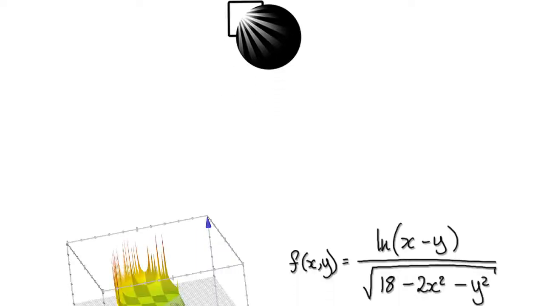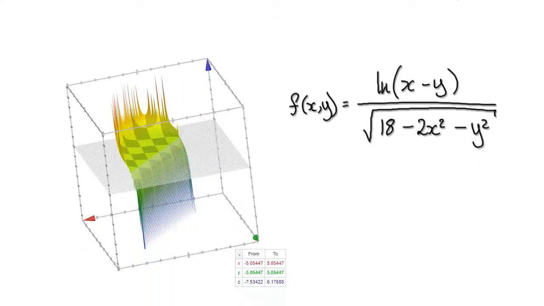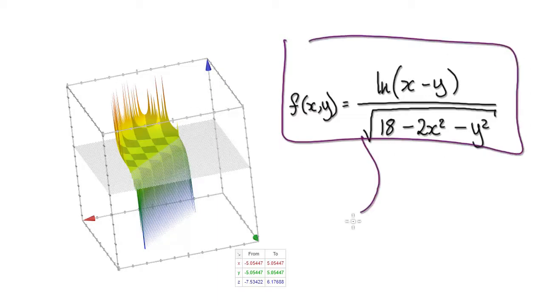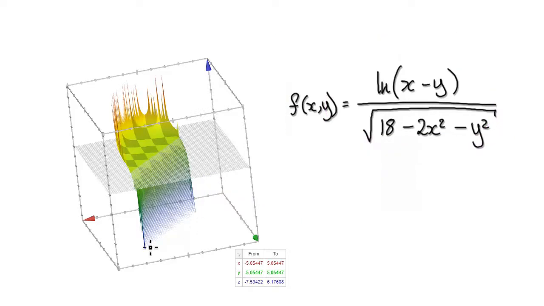Okay, let's give you guys some practice now. So find the domain for this function. When you get a graph plotter and plot it, it will give you this surface. We'll find the domain for this function. Press pause and have a go.